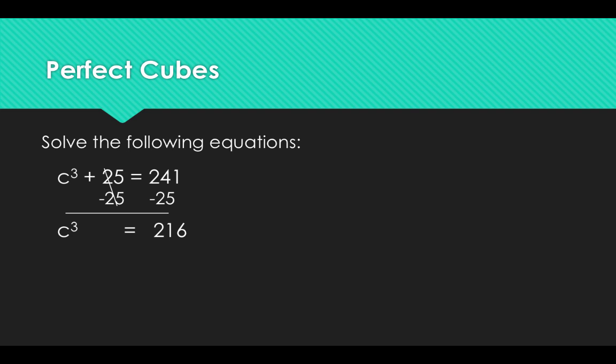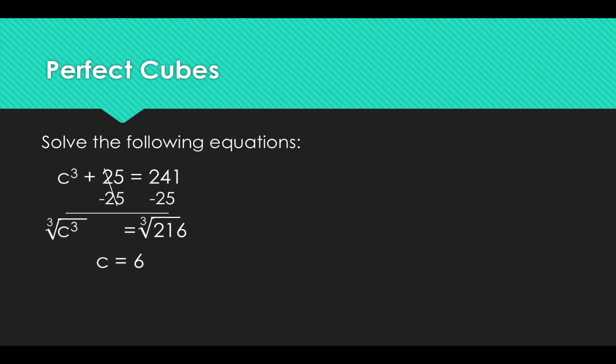216 is a perfect cube. So now when I take the cubed root of c cubed, which looks like this, it's a square root sign and it has a little 3 up at the top of it, the cubed root and that third power cancel each other out, so I'm going to be left with c. But remember, I need to do that to the other side of the equation also. So I'm left with c equals 6.